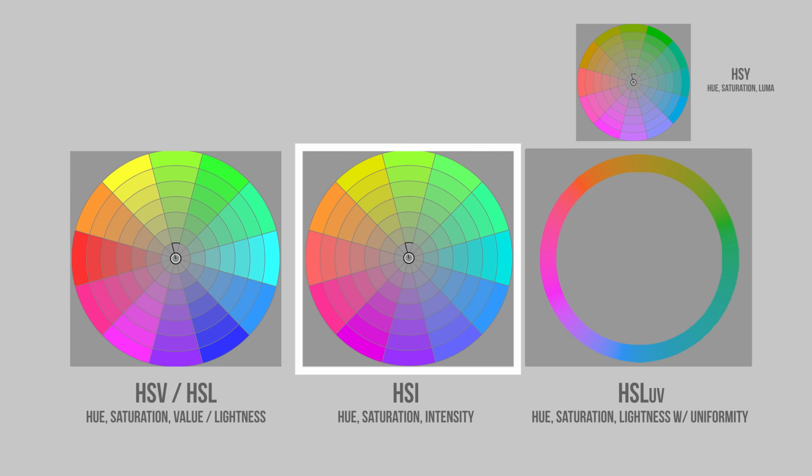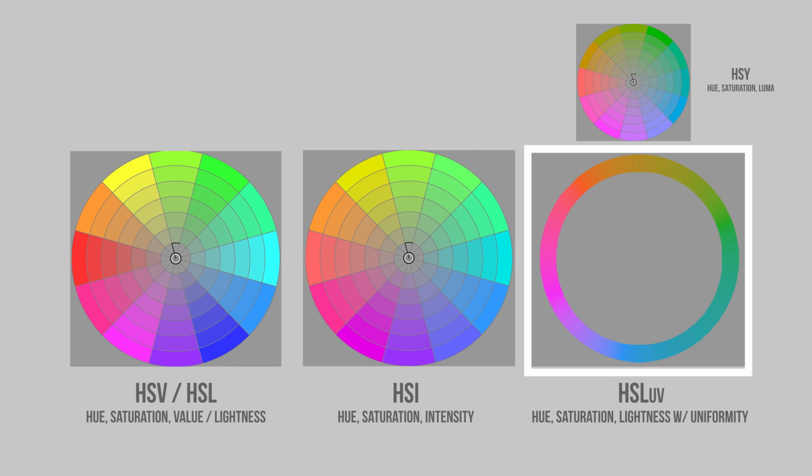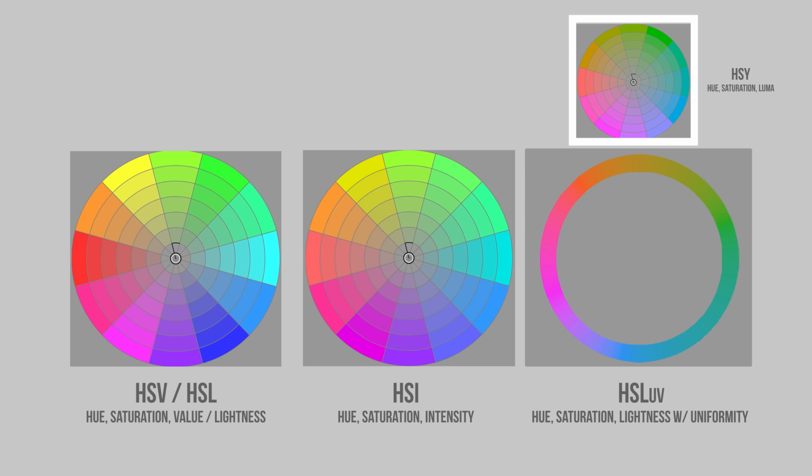HSI stands for hue, saturation, and intensity, and it is a color model that is similar to HSV and HSL, but it uses the intensity of a color instead of its value or lightness. HSLUV is a color model that is based on the color perception of the human eye. It also uses hue, saturation, and lightness values to describe colors. The HSY model uses hue, saturation, and luma, which is similar to lightness.